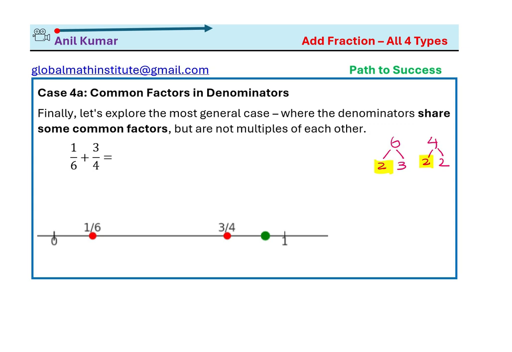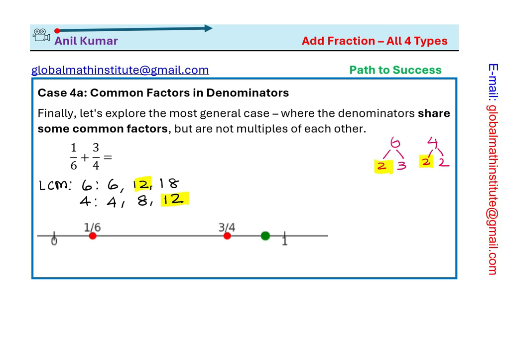Now, let's see the LCM model, right? So let's talk about LCM. For 6, we have the multiples 6, 12, 18. And for 4, we have 4, 8, and then 12. As soon as you hit 12, you know we have a common multiple. The lowest one is 12, and it is not 6 times 4, which is 24, right? Since it has a common factor of 2, the lowest common denominator is not cross multiplication. It is not 24. It is half of 24, which is 12, correct?